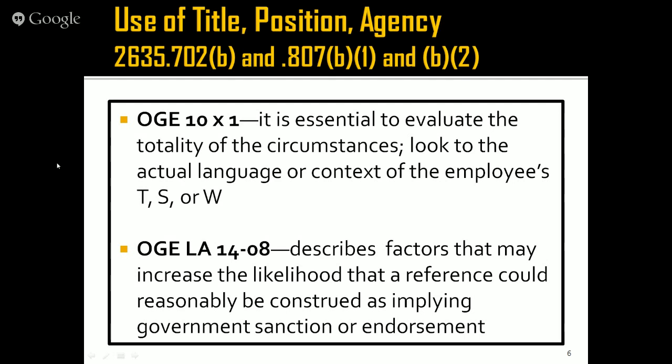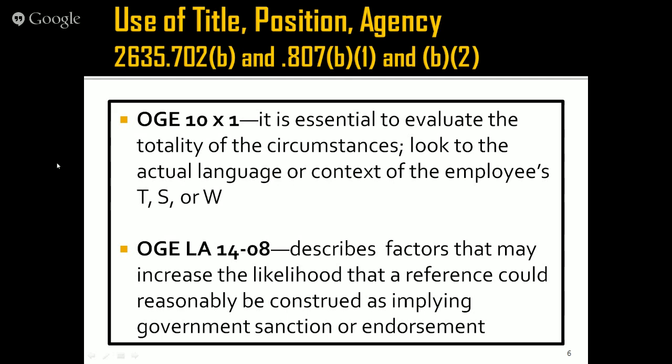Yes. Okay, so we're going to stop there because there's a whole other set of stuff that gets dealt with in the second half, and we're going to get to that, and I know that's of interest to a lot of people, the letters of recommendation piece. But we want to stop right now and just talk a little bit about use of title, position, and agency in 702B and 807B1 and B2. Now, OGE has issued a couple of legal advisories that we've made reference to, and I want to talk a little bit about those before we get to our questions.